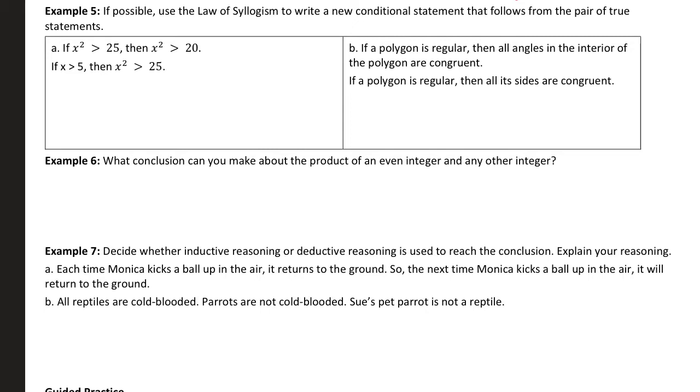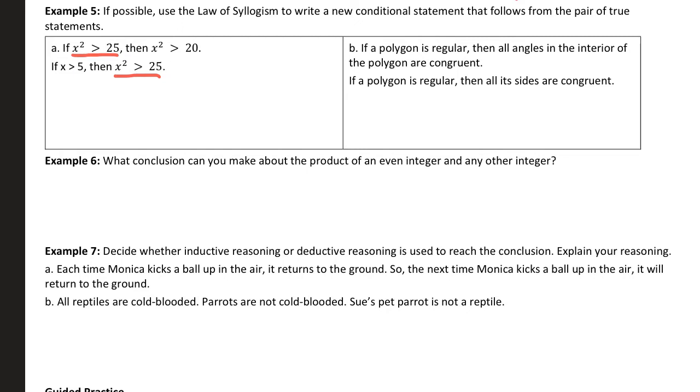Okay? So the first statement says, if x squared is greater than 25, then x squared is greater than 20. The second statement says, if x is 5, then x squared is greater than 25. So if we look at this, we notice the conclusion of the second statement, x squared is greater than 25, is the hypothesis of the first. So with law of syllogism, if the conclusion of one statement is the hypothesis of the other, we can write a new statement.